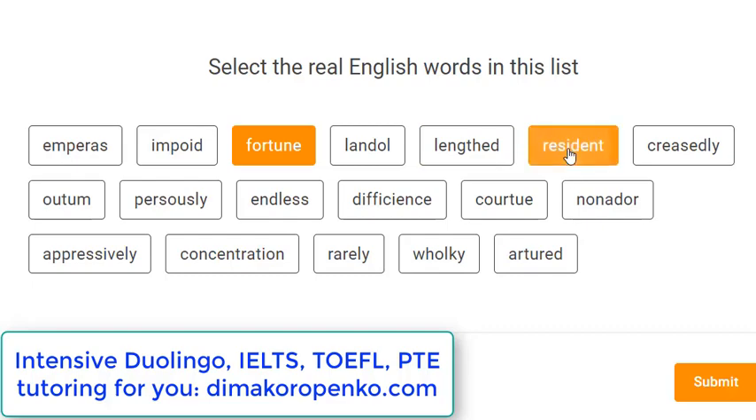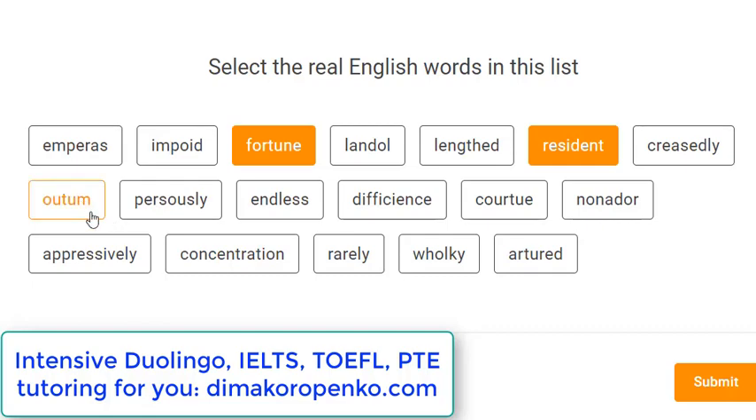Resident, of course, usually it's a guy who lives in some country, yeah? Or not only a country, some location. Creasedly, no, I don't know this word. Please be aware that I can make a mistake. It's normal, because firstly I can just overlook something, not notice. It's normal, and also sometimes, you know, due to my commenting upon this, I can just skip the word.